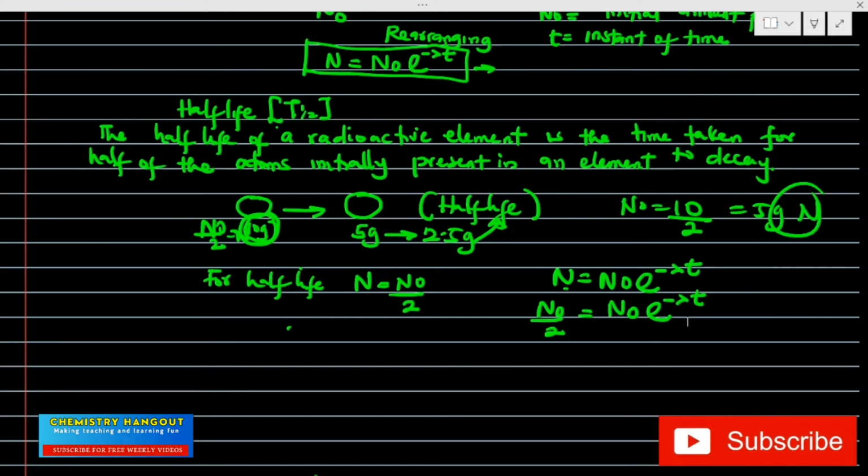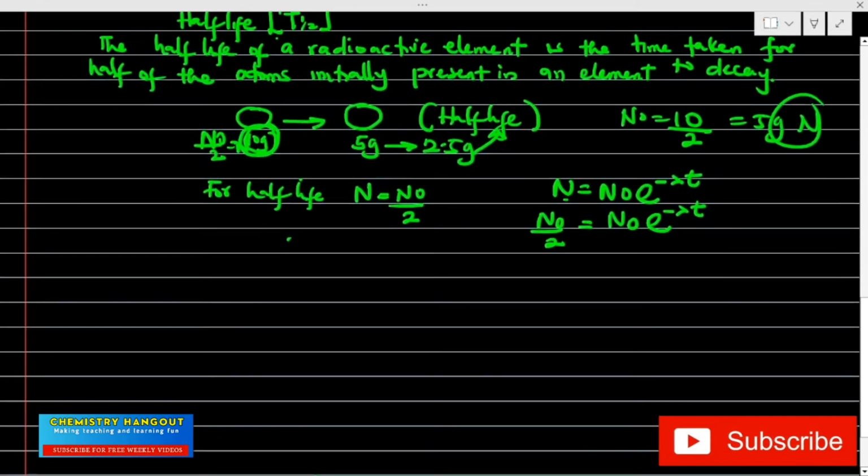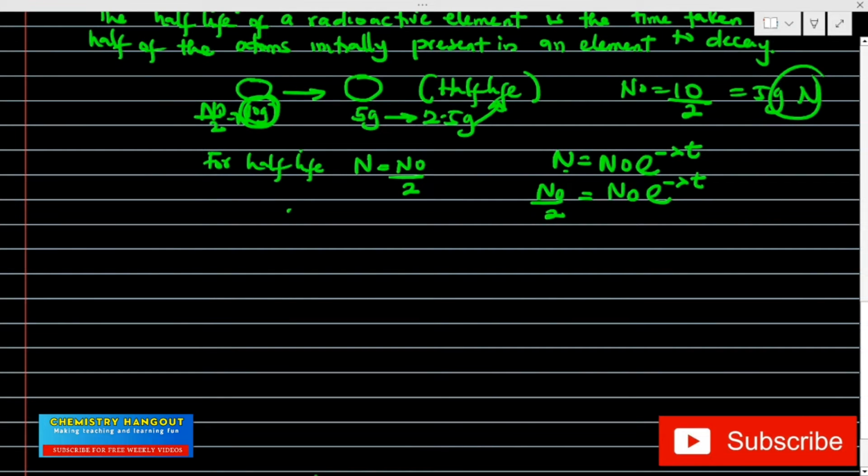I want to believe this is clear. From here, we can cancel out N naught on both sides. If we cancel out N naught, we are going to have 1 over 2 is equal to exponential minus lambda t, because we already cancelled N naught. So we are going to have this expression.